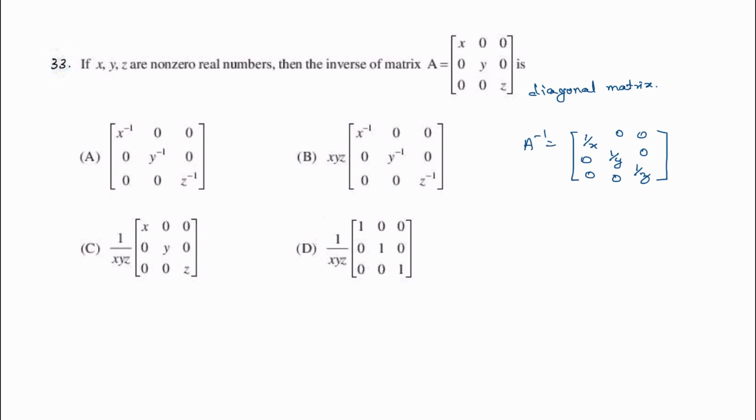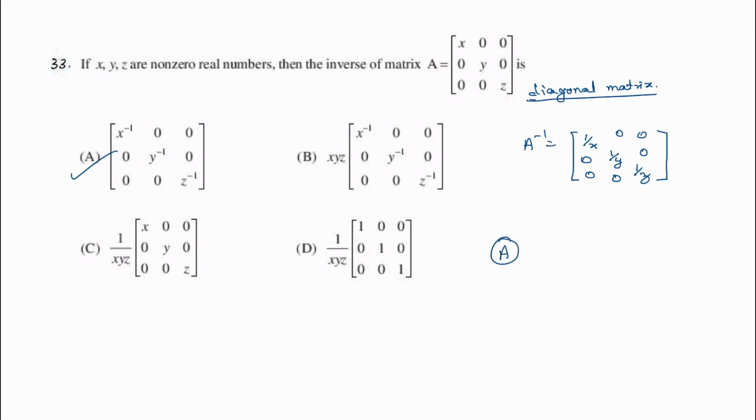Similarly, for a diagonal matrix, writing A power n is also easy. You have to write x power n, y power n, z power n as the diagonal elements, and non-diagonal elements will be zeros. So remember these 2 points. You can save time in the examination. This is applicable only for diagonal matrices. Now we have to find the inverse in this question. So the correct option is A.